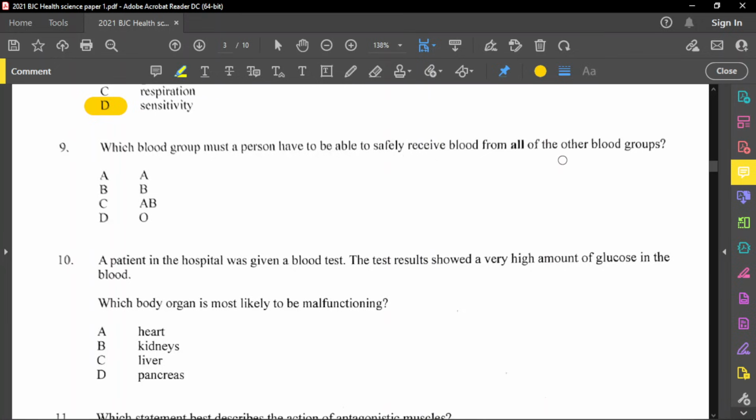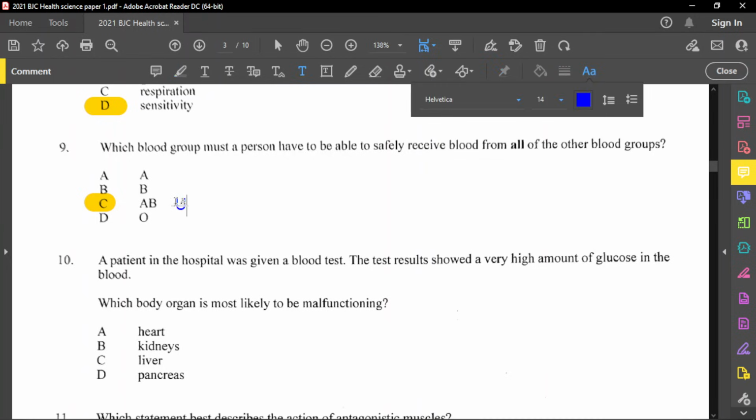receive blood from all other blood groups. We call this the universal recipient, and therefore it is AB. Let me make a note right here. We call the AB group the universal recipient because they can receive from anyone but cannot give. They cannot give, but they receive. So universal recipient.